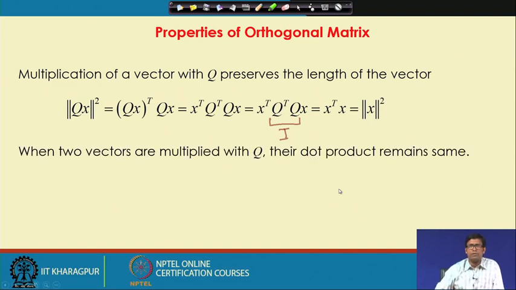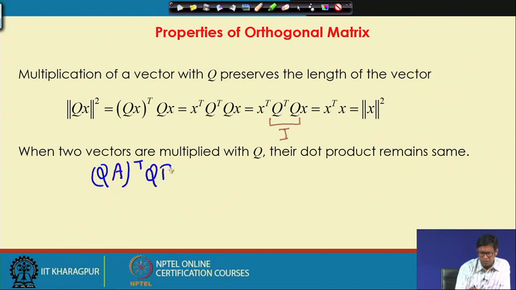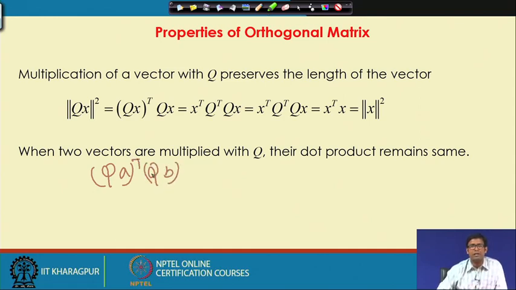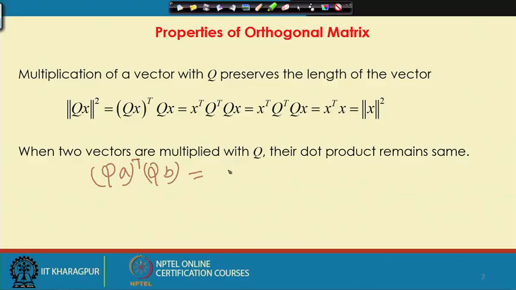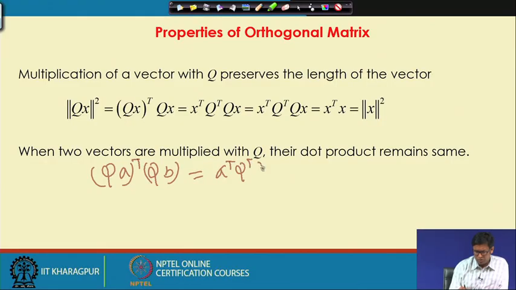When two vectors are multiplied with Q, their dot product remains the same, and the proof is very similar. (Qa) transpose Qb is the dot product of a and b. The proof goes like (Qa) transpose Qb. I deleted the capital A and wrote small a, because for vectors we usually use small letters, and capital A is usually used for matrices which are not column or row vectors, which are of order m by n, a 2-dimensional arrangement. For a 1-dimensional arrangement we use small letters. So this is a transpose Q transpose Q b.